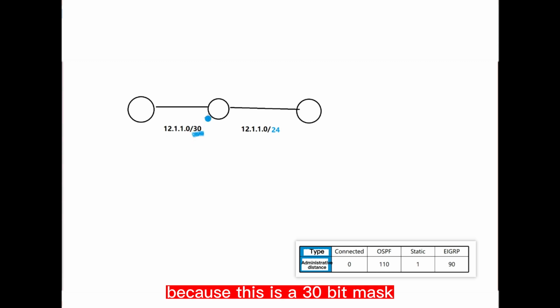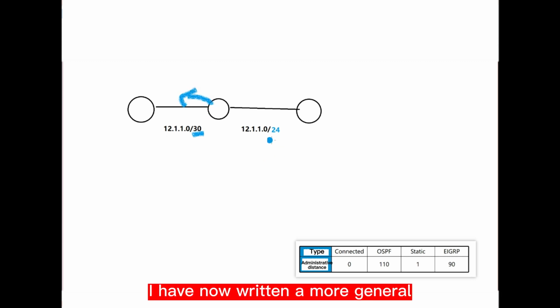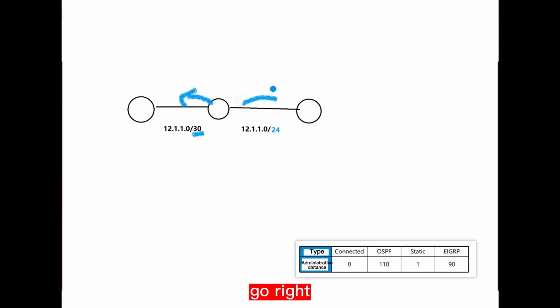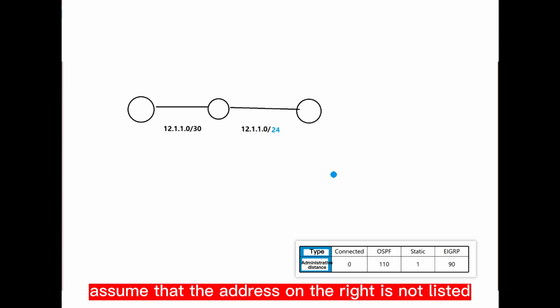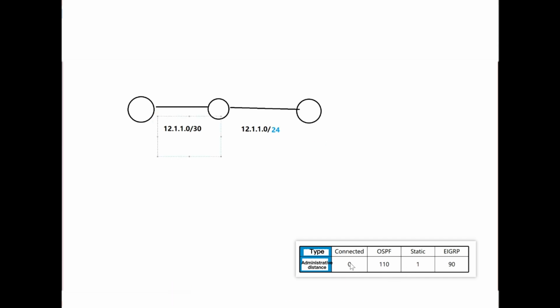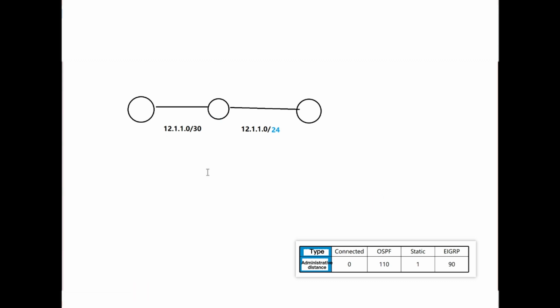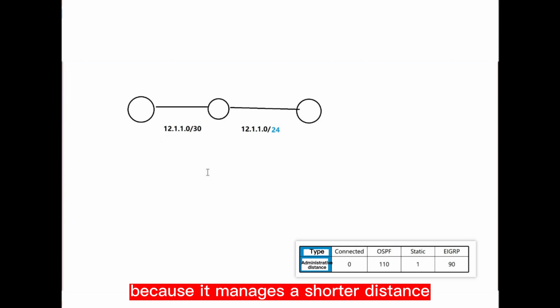Because this is a 30-bit mask, it represents fewer hosts behind. Go left. I have now written a more general one. Go right. Which do you think it is? Okay. Both should be added. Assume that the address on the right is not listed. Now both sides are 12.1.1.0. Don't look at the mask. It stands to reason that direct connection is better than static, because its administrative distance is shorter.